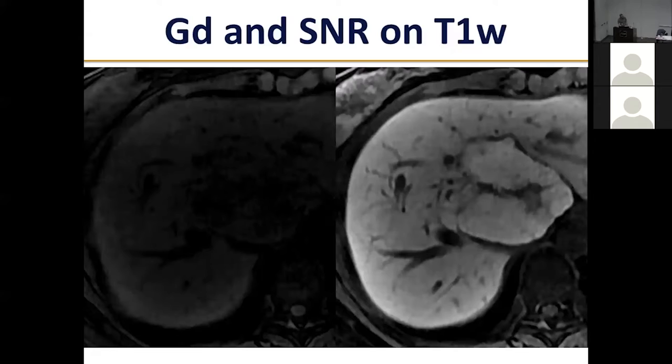And this is different than on CT. When you do contrast on CT, it does not change the signal to noise ratio of the structure you're looking at. It changes the contrast to noise ratio, but doesn't change the signal to noise ratio. So this is pre versus post.